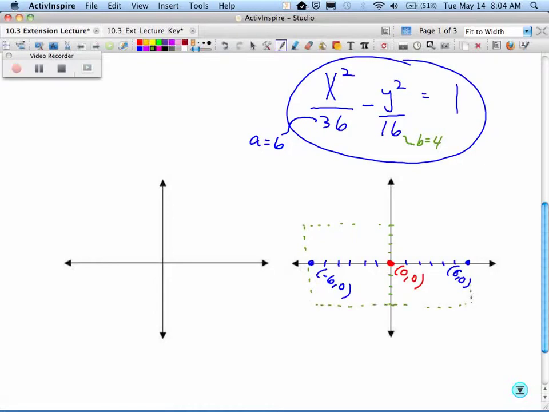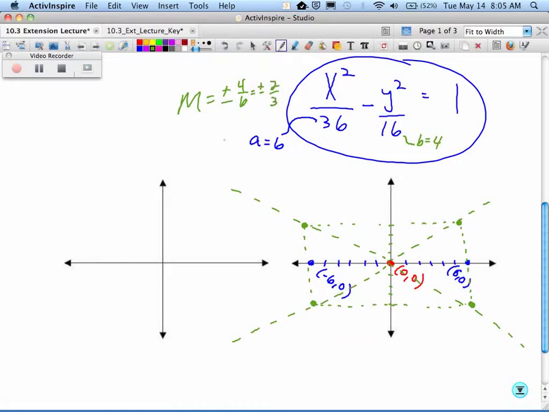But if you go to the vertices and you just count up 4, maybe you guys just would put dots in this location without even drawing that box. But the point would be, from the center, that helps us determine the slopes of the asymptotes. Because the slope in this problem is plus or minus what? Plus or minus 4/6, which would be plus or minus 2/3.